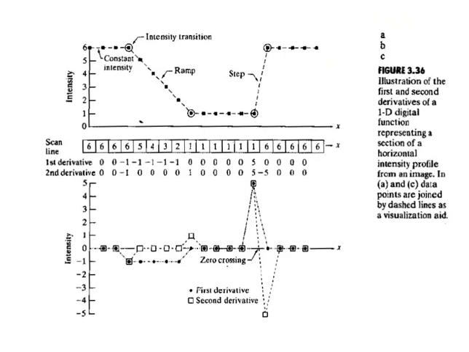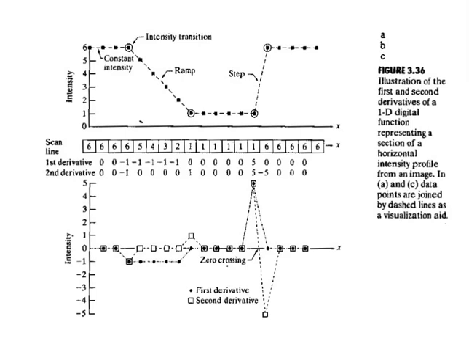Also, as you will learn later in this section, the second derivatives are much easier to implement than the first derivative. So we focus our attention initially on the second derivative. In short, the definition of the first derivative is that it must be 0 in a flat segment, must be non-zero at the onset of the gray step or ramp, and must be non-zero along the ramp. The definition of the second derivative is that it must be 0 in the flat areas, must be non-zero at the onset and the end of the gray level step or ramp, and must be 0 along the ramp of a constant slope.